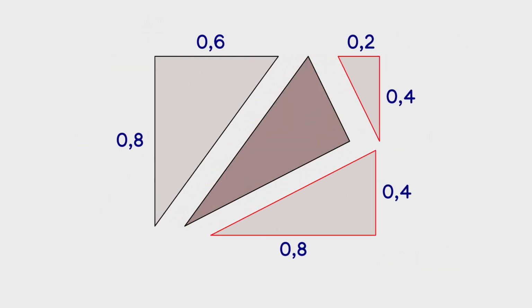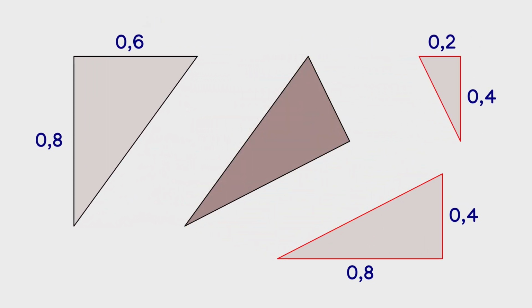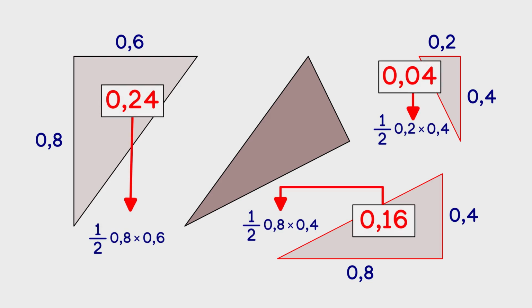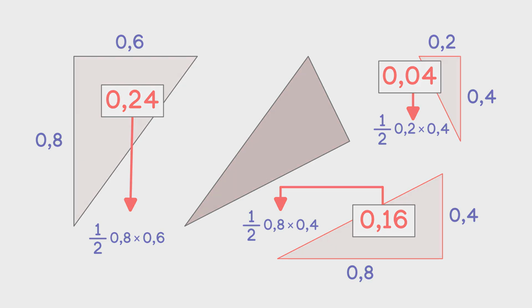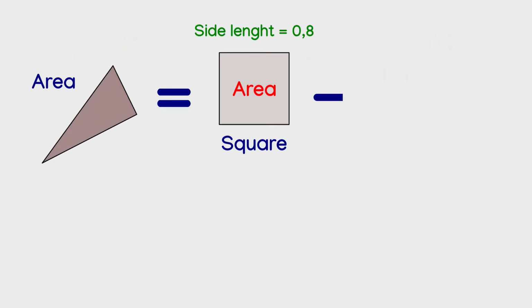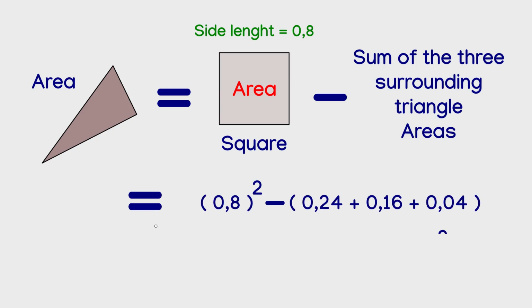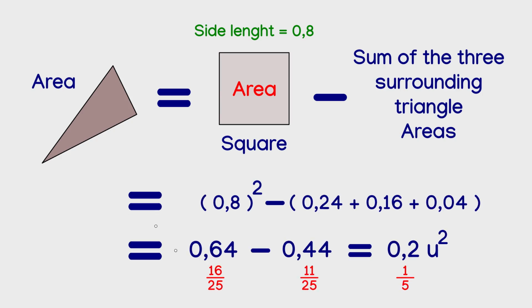Shaded area. Subtraction method. With all segment lengths known, we can now easily calculate the area of the square and each of the 3 right triangles. Therefore, the area of the shaded triangle is the area of the square minus the sum of the 3 surrounding areas. This simplifies to 16 over 25 minus 11 over 25, giving a final answer of 0.2 or 1/5 square units.